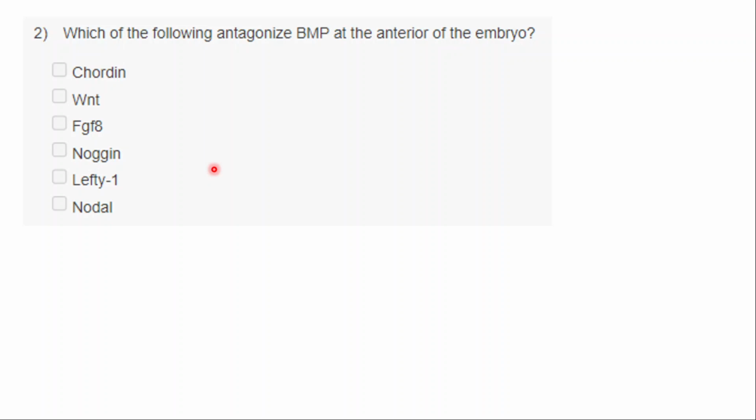I see Ajay has already answered chordin and noggin. Uzma, are you able to follow the question? Will you be able to answer? Which are the BMP antagonists present at the anterior side of the embryo? It's okay if you don't know the exact answer, you can guess based on logic or anything that you remember from the lectures.